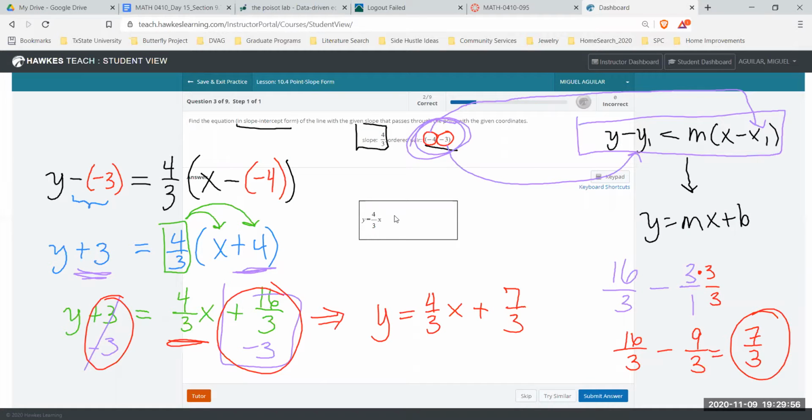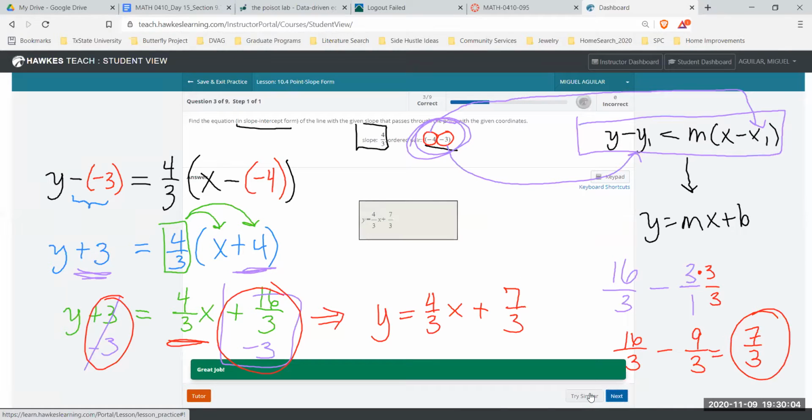Four over 3x plus 7 over 3. And then you just let go and let God. Hopefully things have worked out, and they did in this case.